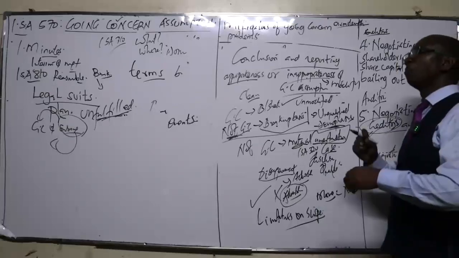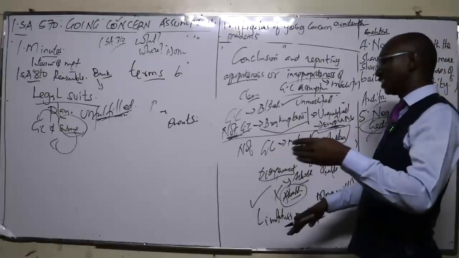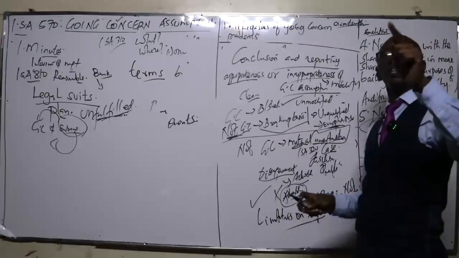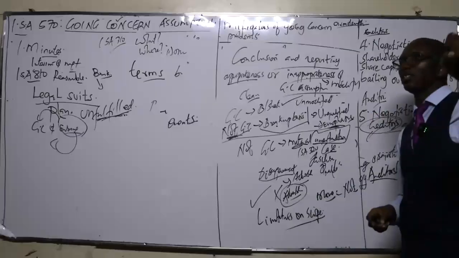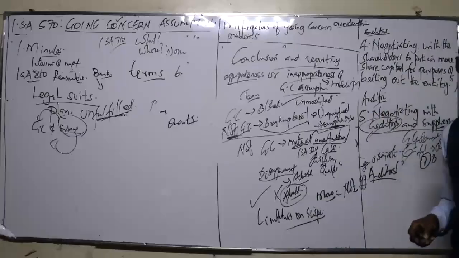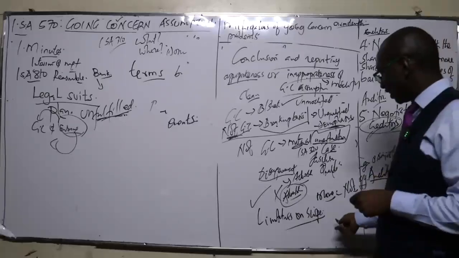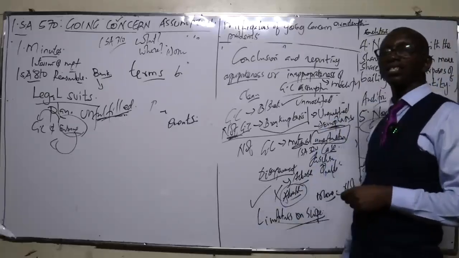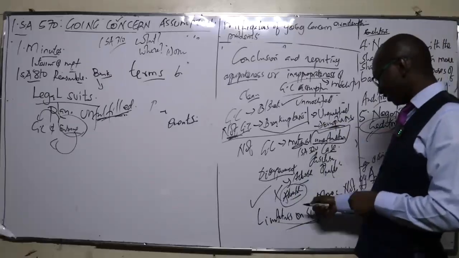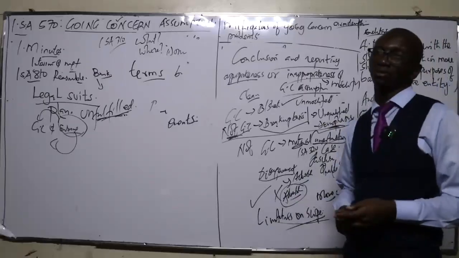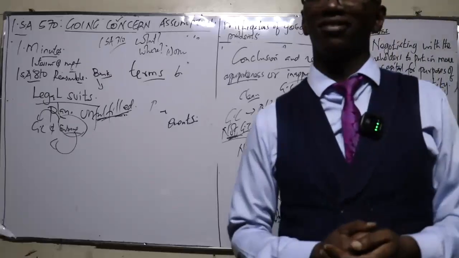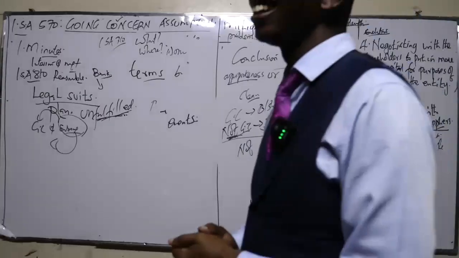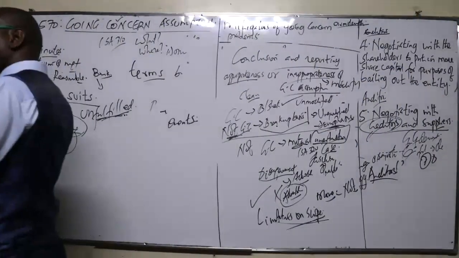Why have I said modify the report as appropriate, citing limitations on scope? It's you as an auditor to decide whether you're issuing a disclaimer of opinion or an except for, after you assess the magnitude of the evidence which is missing. Otherwise, you are modifying the report citing limitations on scope. Yes? It depends.